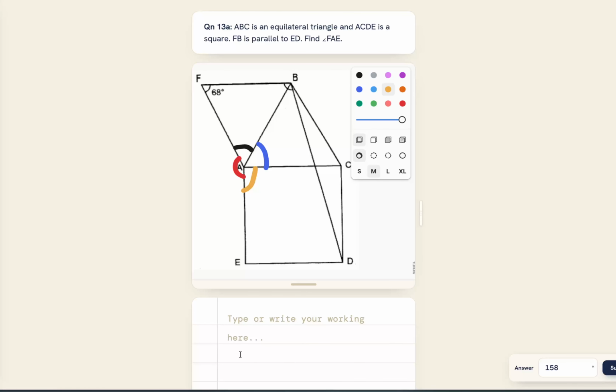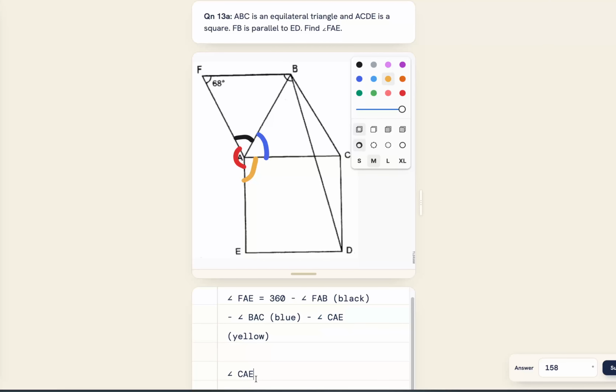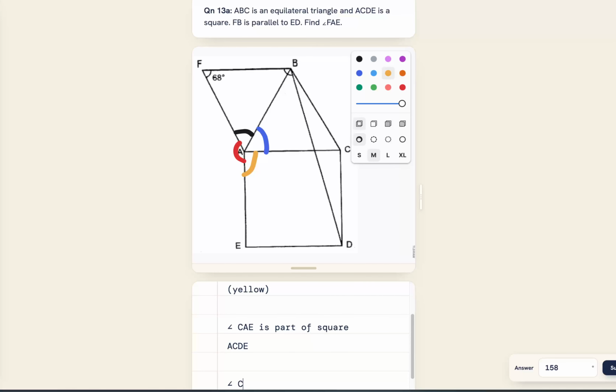Pretty straightforward. So that means angle FAE is basically 360 minus the black angle FAB minus the blue angle BAC minus the yellow angle CAE. Okay, so for angle CAE, I think it's pretty straightforward. Angle CAE is part of ACDE square. Square ACDE. So that means angle CAE is equal to 90 degrees.